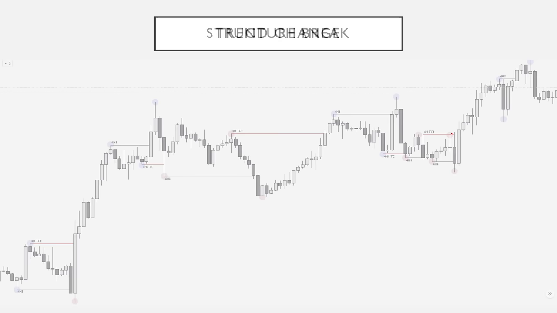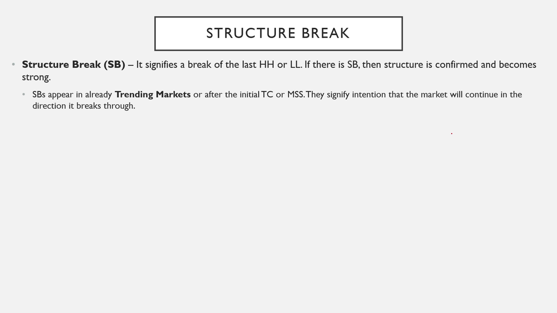Finally, structure break. This is very simple, but again, this is one of the most important formations that you should be taking note of. It signifies a break of the last higher high or the last lower low. So if there is a structure break, then you have confirmed structure, and respectively, the higher low becomes weak. Structure break occurs in already trending markets after the initial TC or market structure shift. And pretty much the structure breaks show you the intention that the market is continuing in the desired direction.